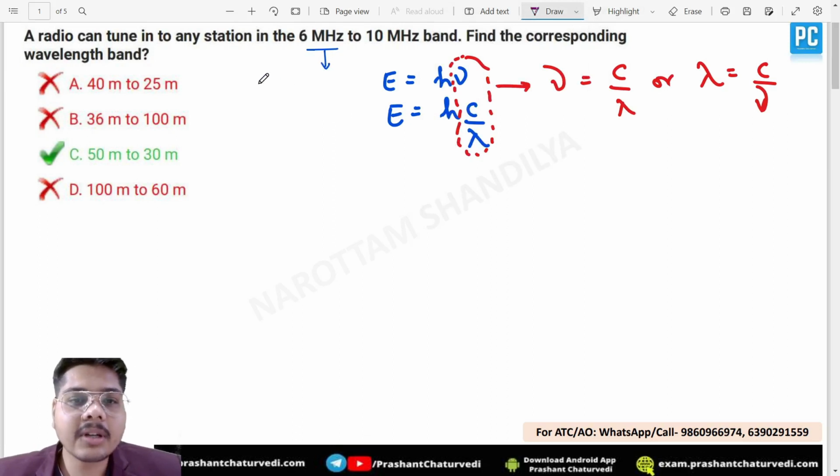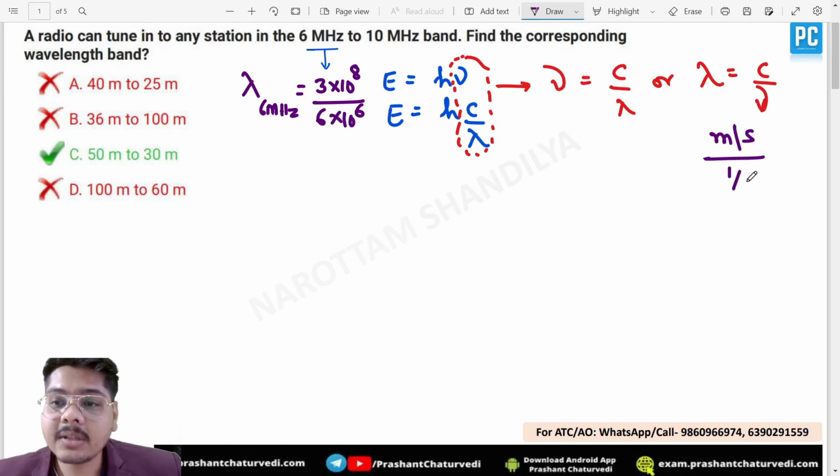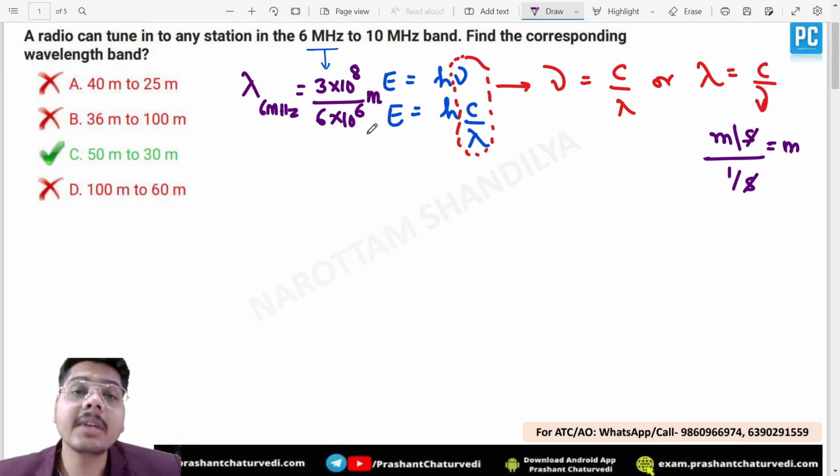Corresponding to 6 megahertz, lambda will be c by nu. So c is 3 into 10 to the power 8, and nu is 6 megahertz, so 6 into 10 to the power 6. When you check the units, c is meter per second and frequency is in hertz, that means 1 by second. So 1 by second will cancel out and only meter will remain. So the answer will be in meters.